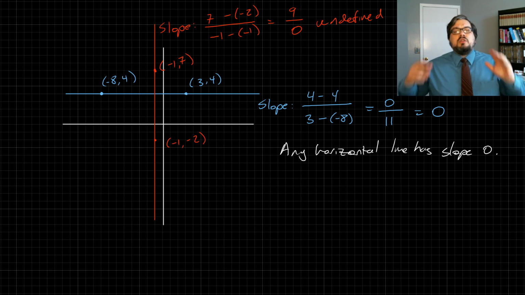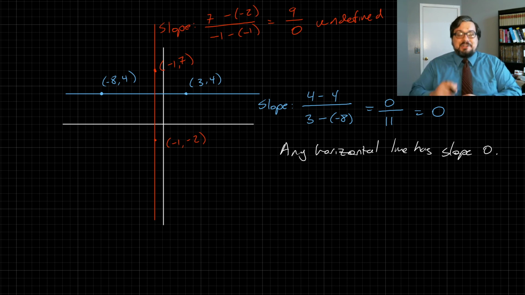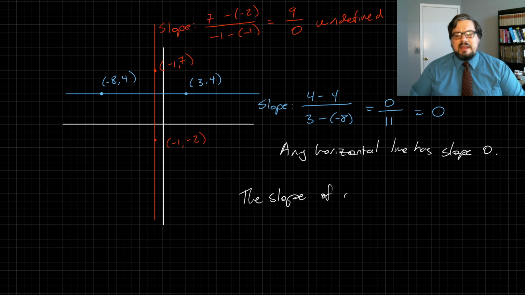So the whole intuition about what the slope means, it's how much the y changes as you change the x, completely breaks down when we start looking at vertical lines. Because the x never changes. And so it doesn't even make sense to ask how much does the y change as the x changes. The x never changes. And so the slope of a vertical line is undefined. We can't attach any real number to it and have it make any sort of sense. So the slope of any vertical line is undefined.